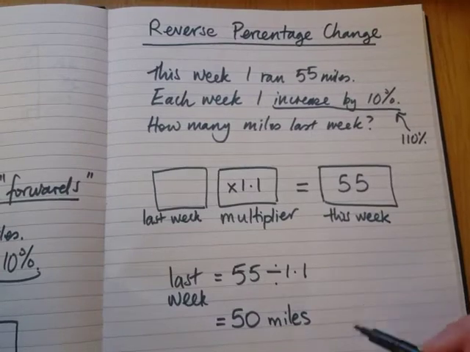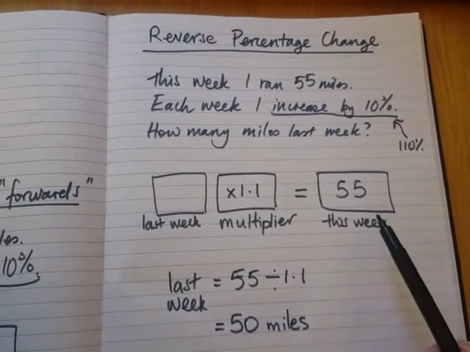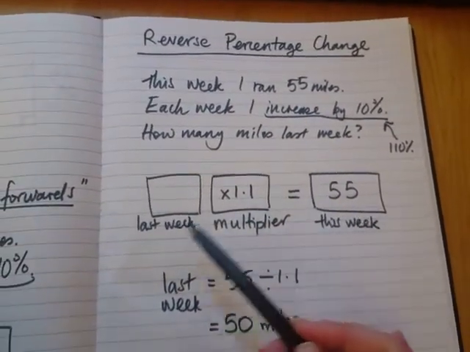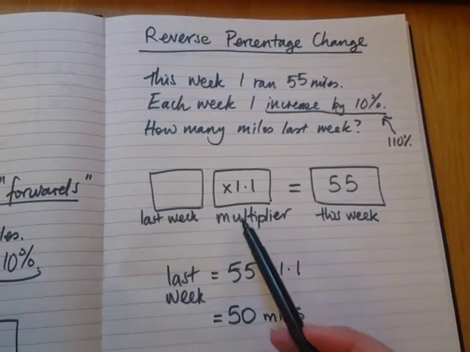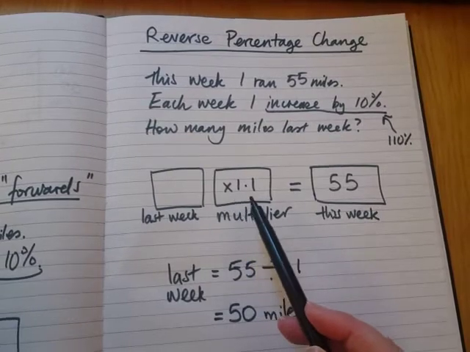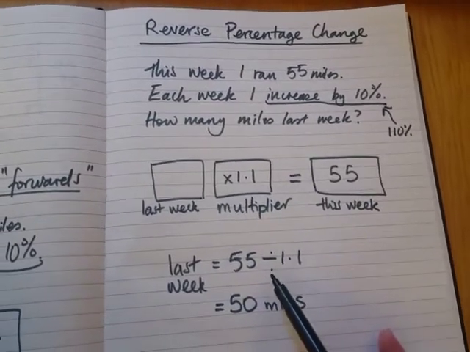We are done. We have found last week's number, which is like going backwards in time. When you go backwards in time, you need to do the opposite of timesing the multiplier here. So you're going to be dividing it.